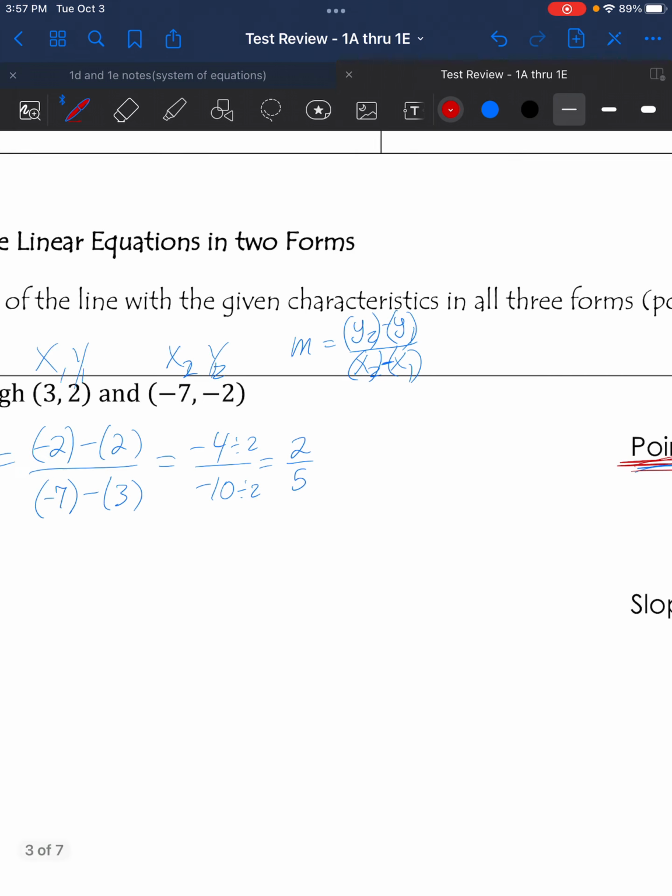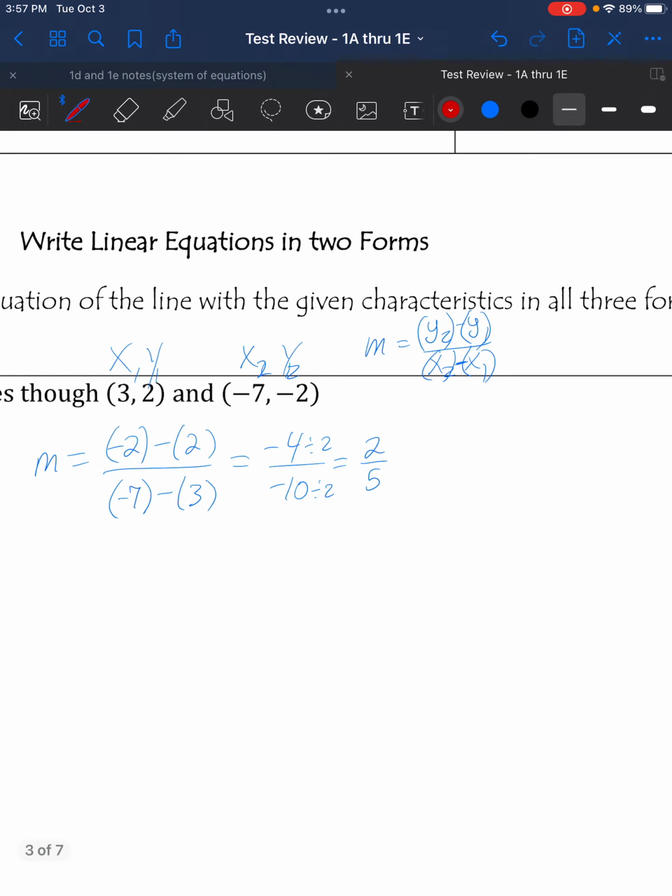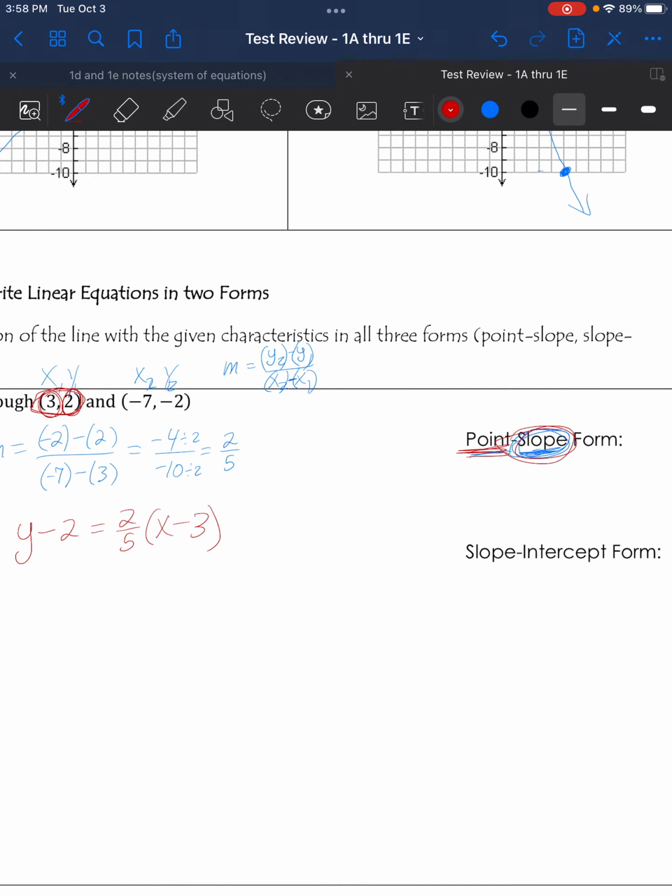Now I need to find a point. Well, there are 2 points. You choose whichever one you want. I like 3, 2 better just because they're positive. So for the point slope form, I've got my x and y: y minus 2 equals the slope times x minus the x value, and that's my point slope form. I just write an arrow.